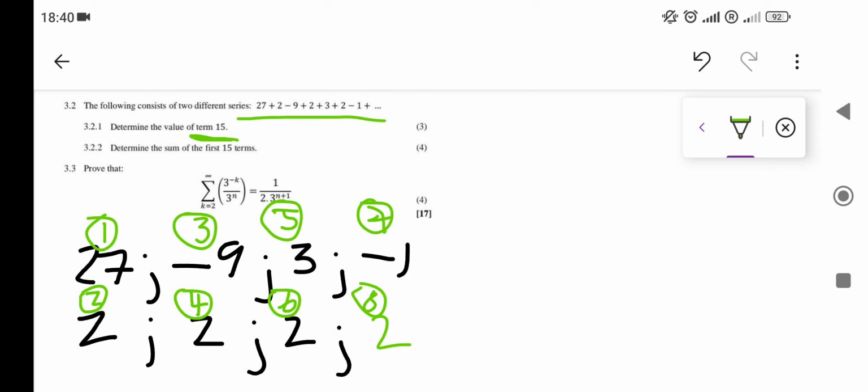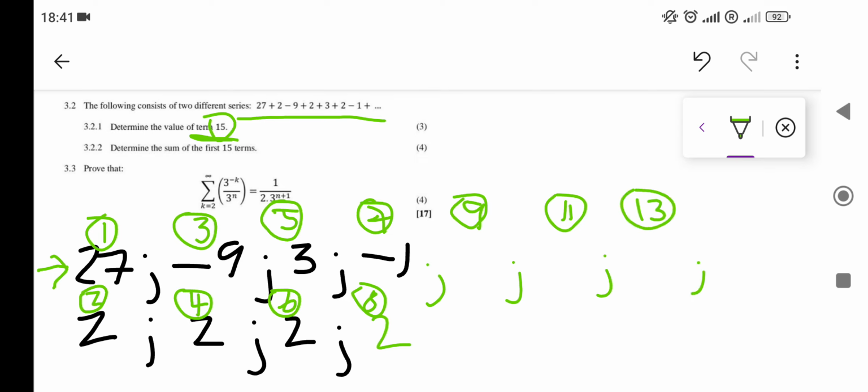So what we are figuring out now is that term 15 is going to be a value that falls in the sequence above. We're going to have to figure out which value in the top sequence. Let's first figure out which place term 15 has in the sequence above. So there's 1, there's 3, there's 5. Next is going to be term 9, then term 11, then term 13, and then term 15, and term 15 is the one that we want.